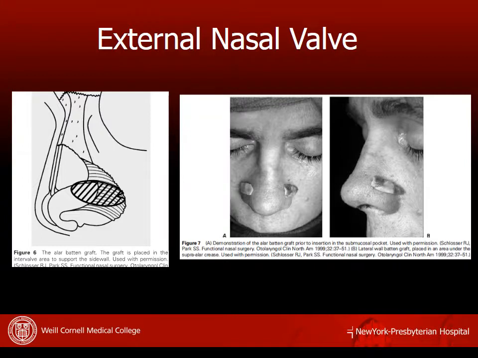External nasal valves are generally addressed with a batten graft, which is a piece of cartilage that's usually fashioned in an oval or tear shape and placed into a pocket along the piriform aperture, stabilizing the lateral external nasal valve.